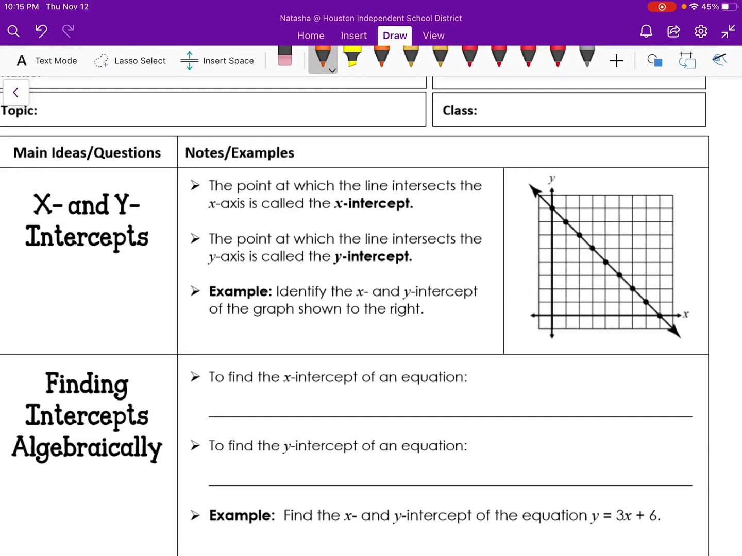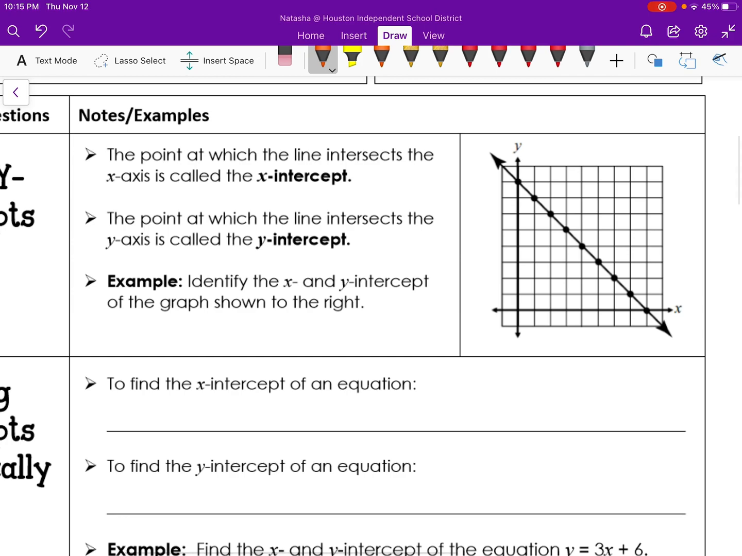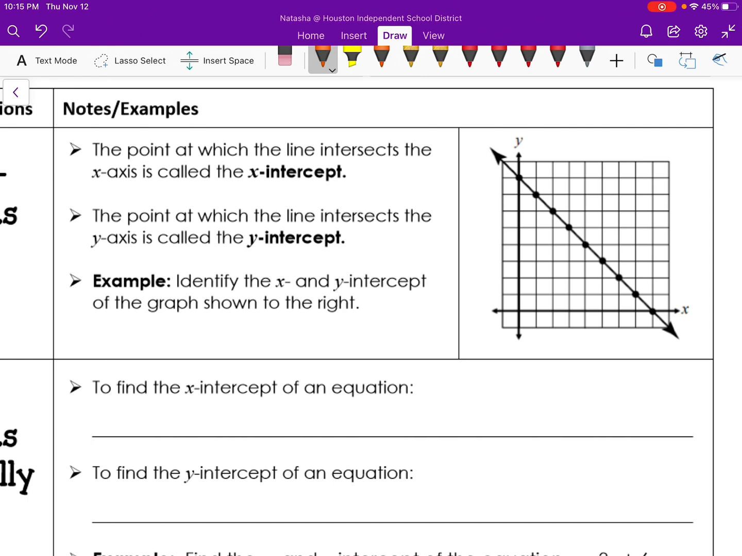All right, welcome back. So we're going to talk about the X and Y intercepts. The X and Y intercepts are really powerful tools to add to our toolbox because we can easily graph, we can easily find values, so it's a really powerful tool. So the point at which the line intersects the x-axis, it's called the X-Intercept, pretty self-evident. Now, that value is when y is equal to 0.